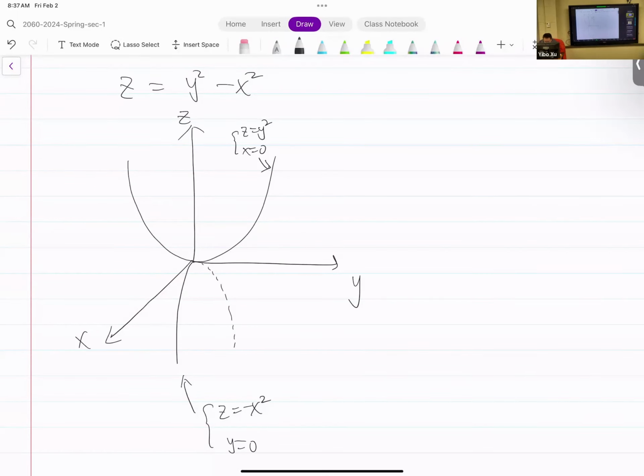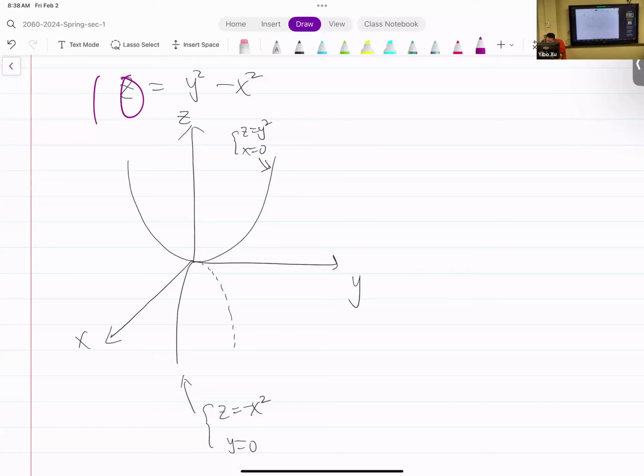So here we do see two parabolas going in different directions, right? Now we're going to do some different traces. Let's say we just mentioned when Z is a constant, it will give you hyperbolas. When Z is positive, let's say 10, this is Y squared minus X squared equals 10, or Y squared over 10 minus X squared over 10 is 1. So that's a hyperbola opening along the Y direction.